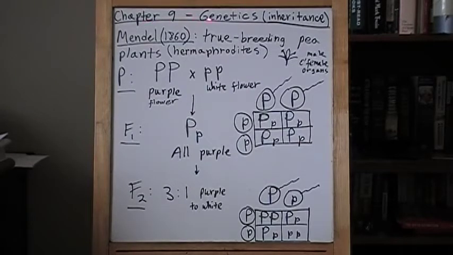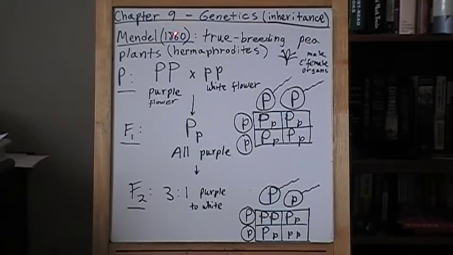Chapter 9 is all about genetics, or the inheritance, or the laws of inheritance. So how are traits passed down from one generation to the next? The ancient Greeks had some ideas about this, but because they didn't have the scientific method, they never really did any experiments to find out if they were right or not.